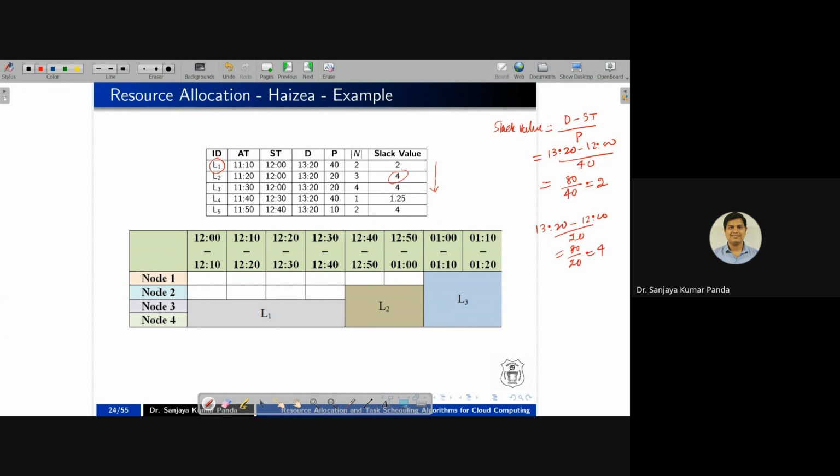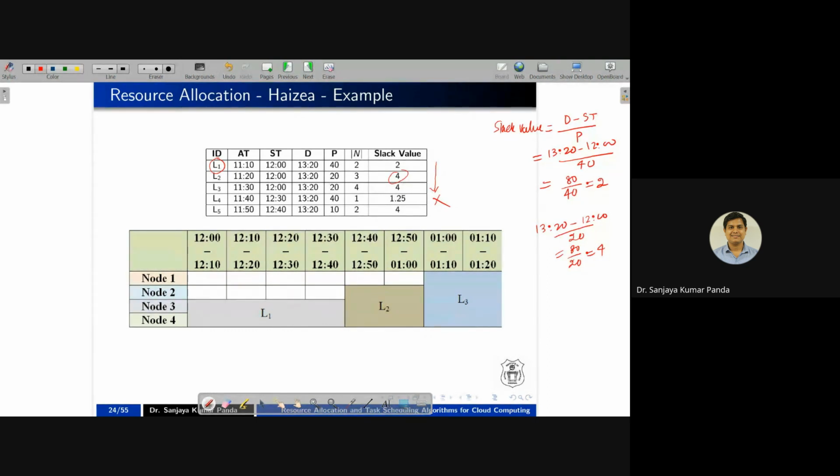So there is no change in the order. 2, 4, 4 is already in the sorted order. There is no need to change. So L4 is not possible to assign as per this particular algorithm. So what do we have to do? We have to reject lease number 4.